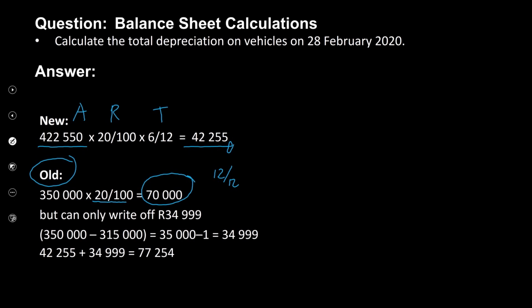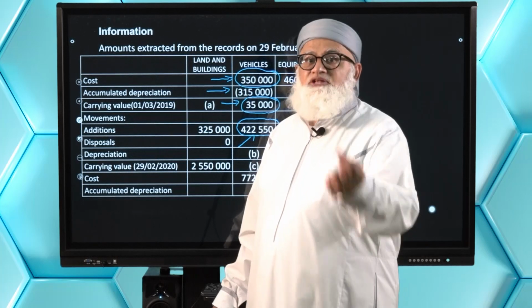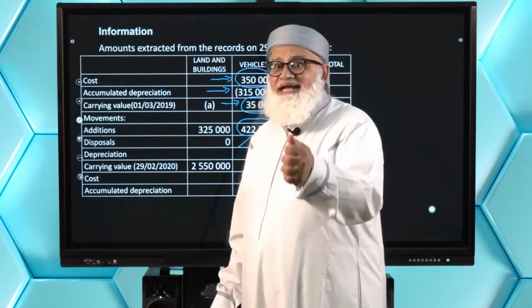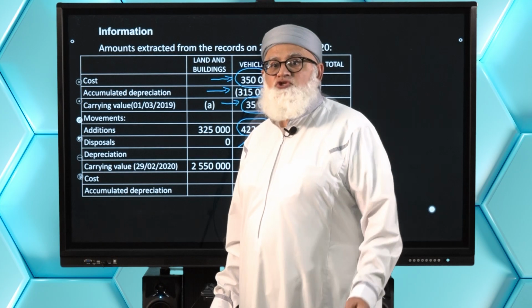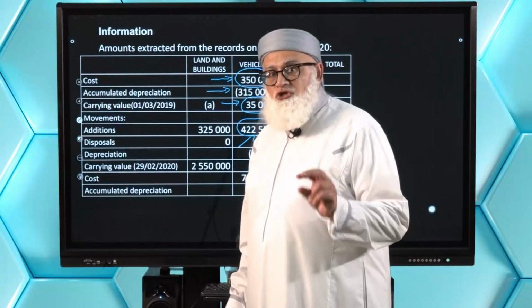If you look at the carrying value of the vehicle, you only have 35,000 Rand as the carrying value, indicating to you that the maximum depreciation that you can write off on this vehicle cannot exceed 35,000. In fact, it cannot be equal to 35,000. It has to be less than 35,000.